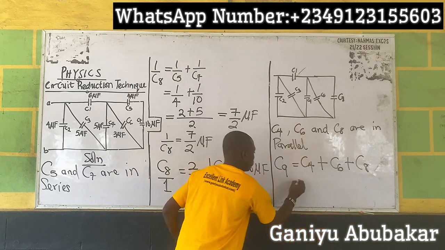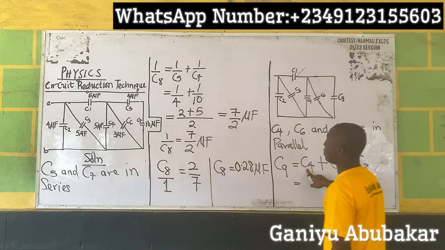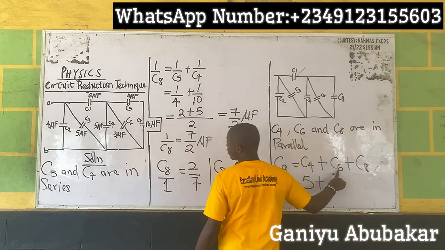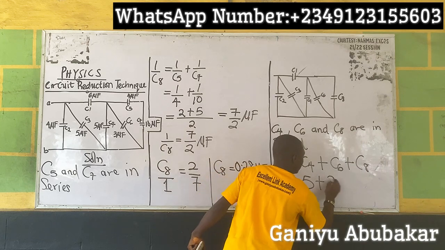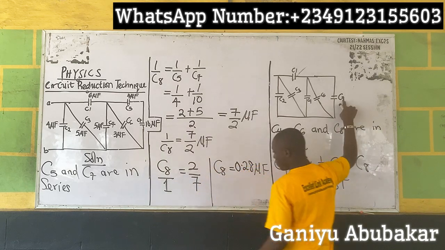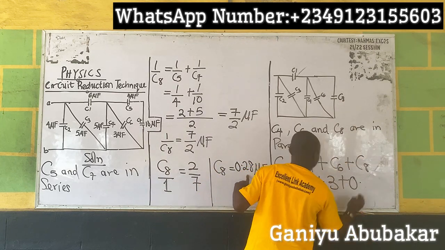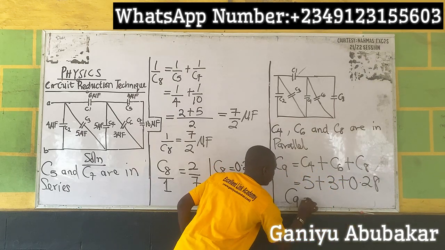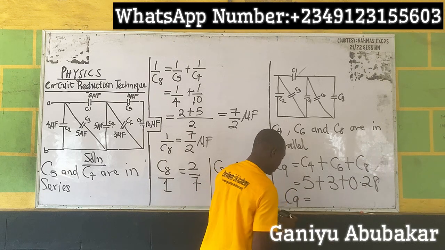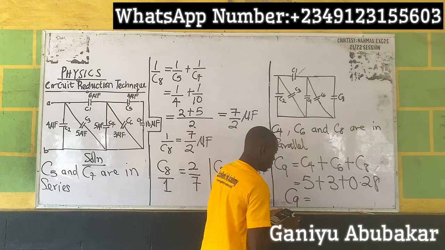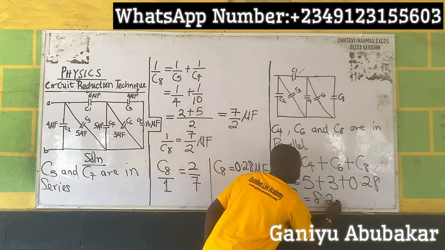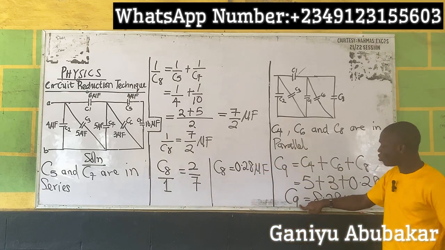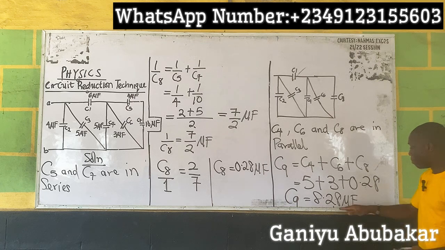Combine the values. What's C4? C4 is 5, plus C6, that's 3, plus C8, which is the value I had here, 0.28. So C9 will be equal to 8.28 microfarad.